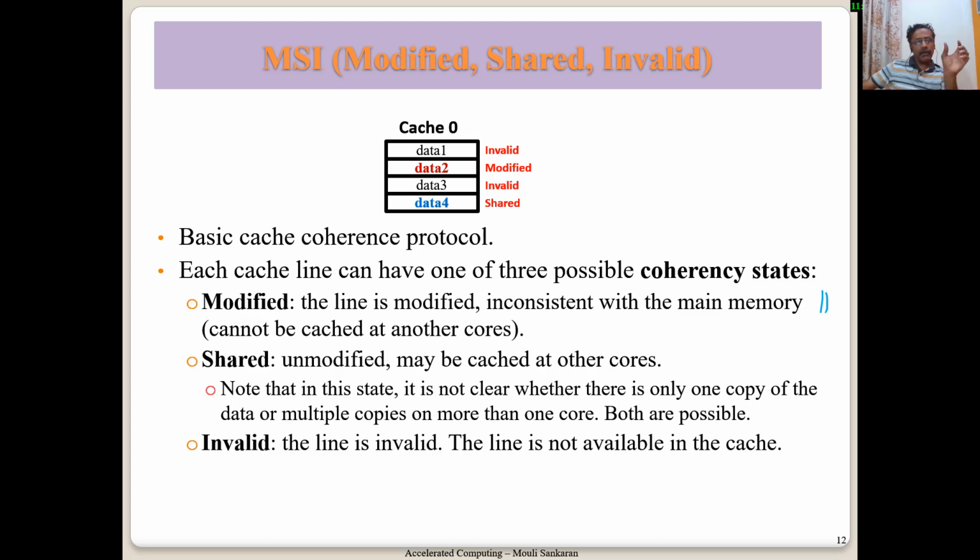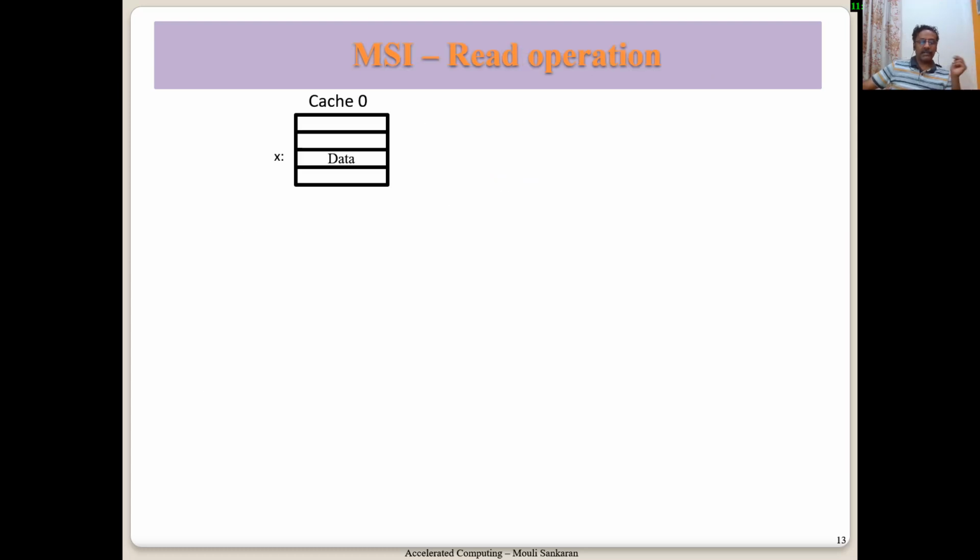If a particular block is invalid, in the sense a line is invalid, it means it is not mapped to anything. In that case, the line is not available in the cache. It means no valid data is sitting inside, so you don't have to take any action.